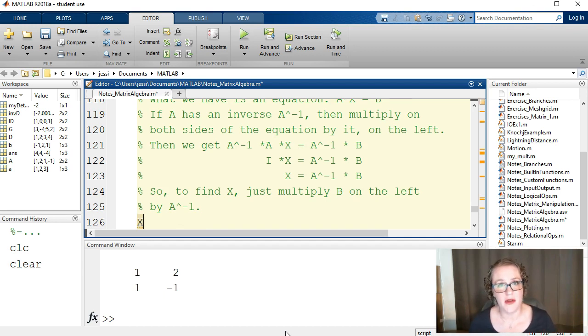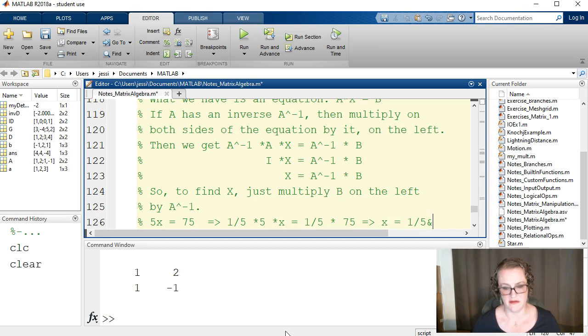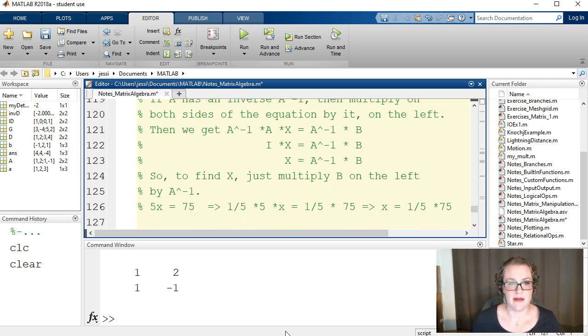All MATLAB needs to know is I'm multiplying by the inverse. This is, by the way, the equivalent of if I had 5x equals, I'm going to use a lowercase x for scalar, 5x equals, I don't know, 75. What would I do? Well, you could say divide by 5, or you could say multiply by 1/5. When I multiply by 1/5 on both sides, I get 1/5 times 5 times x equals 1/5 times 75, which gives me x equals whatever 1/5 of 75 is. So all the calculation you need to do is the 1/5 times 75, which is 15. But that's what we're going to ask MATLAB.